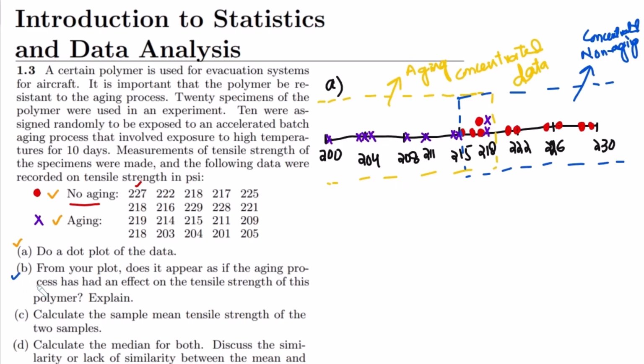So what is part B here? Part B is asking whether, from your plot, it appears as if the aging process has had an effect on the tensile strength of this polymer. Explain. The same point has been explained previously, but let me explain it again.